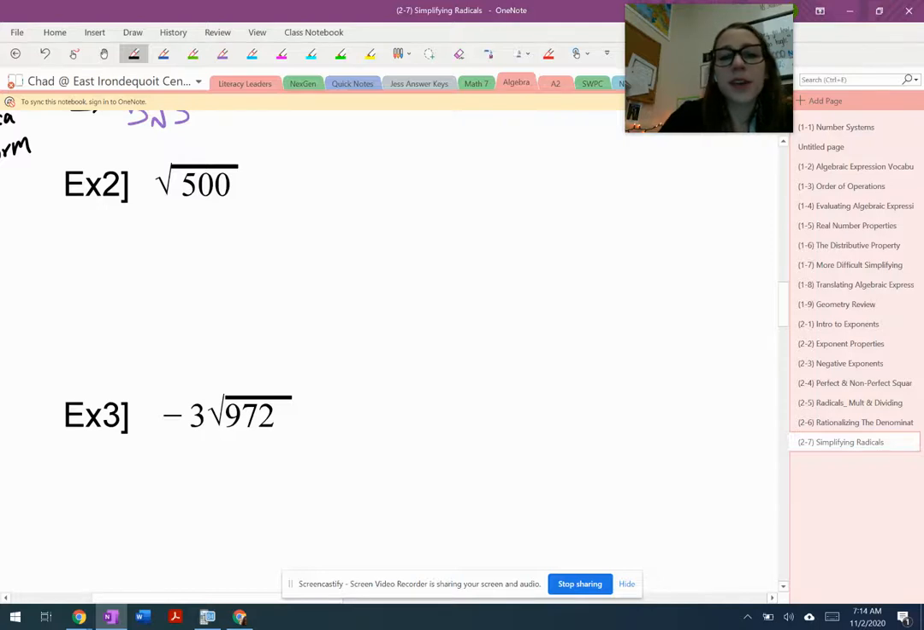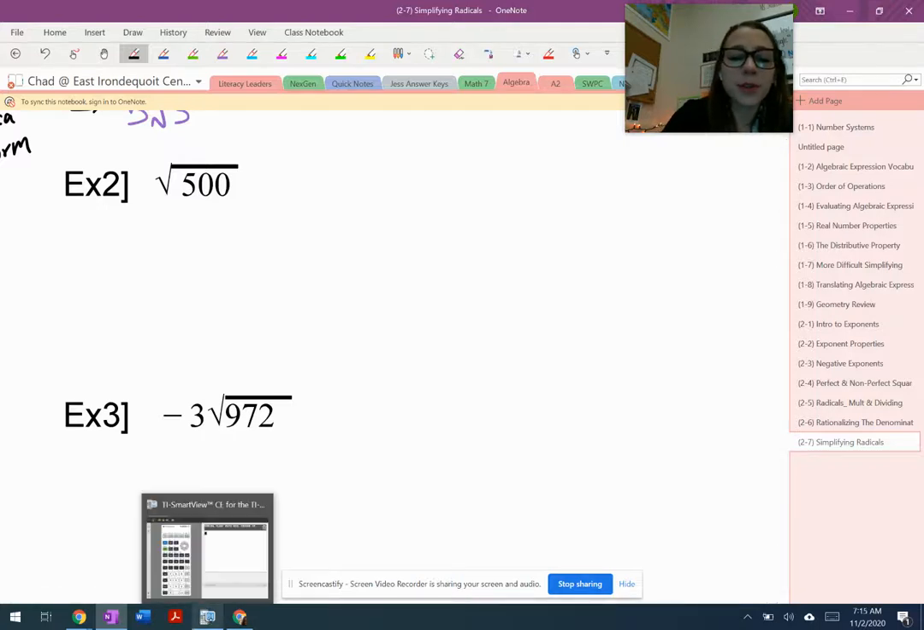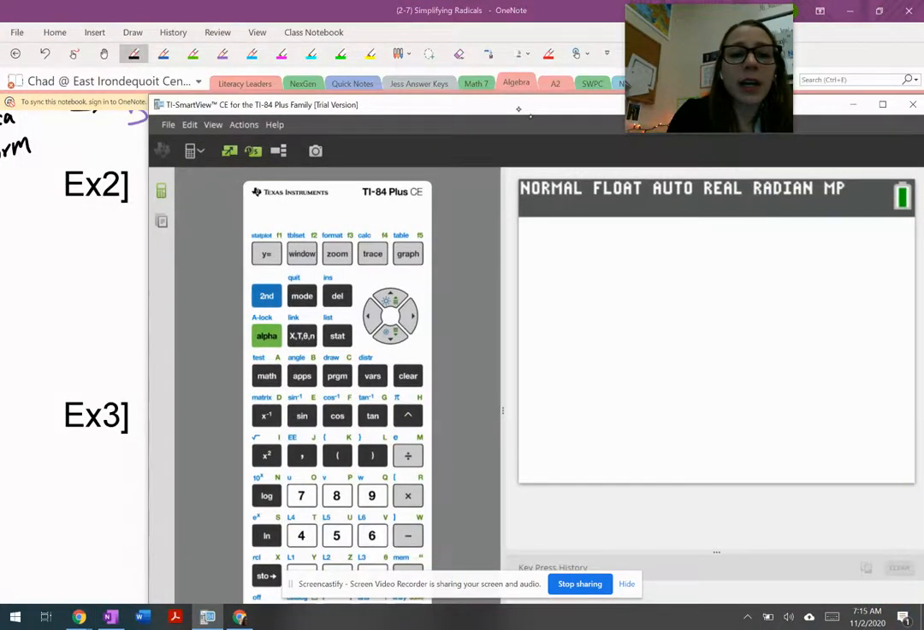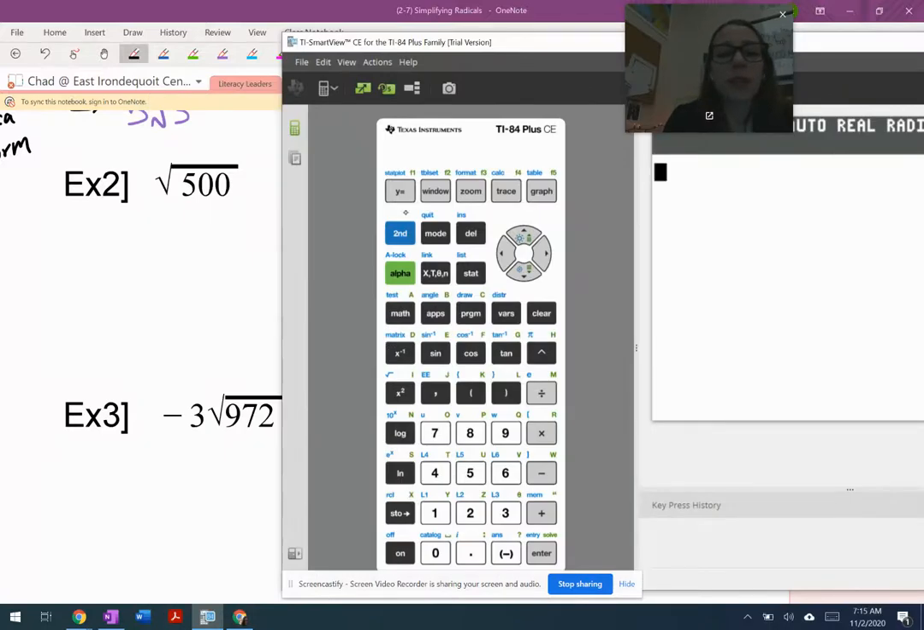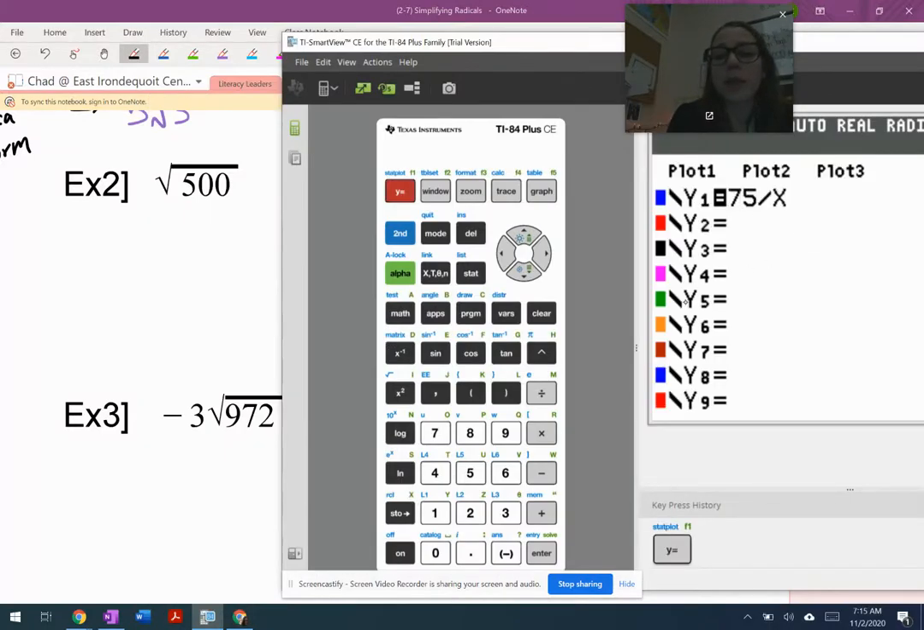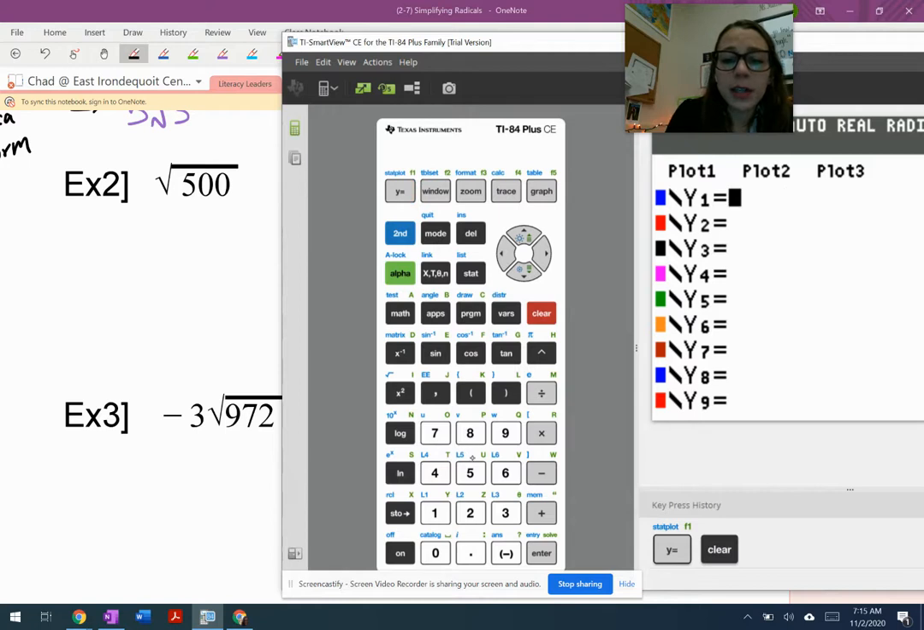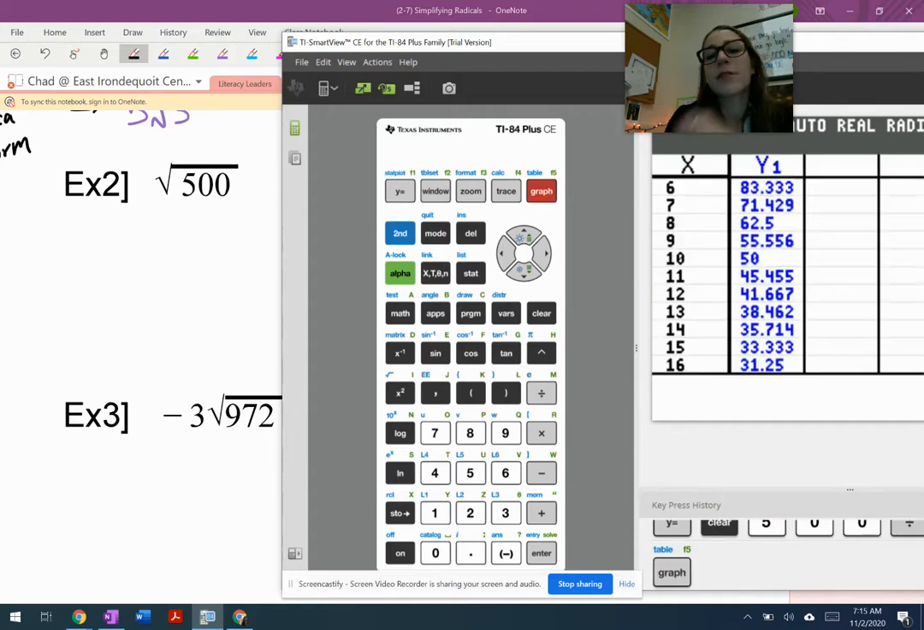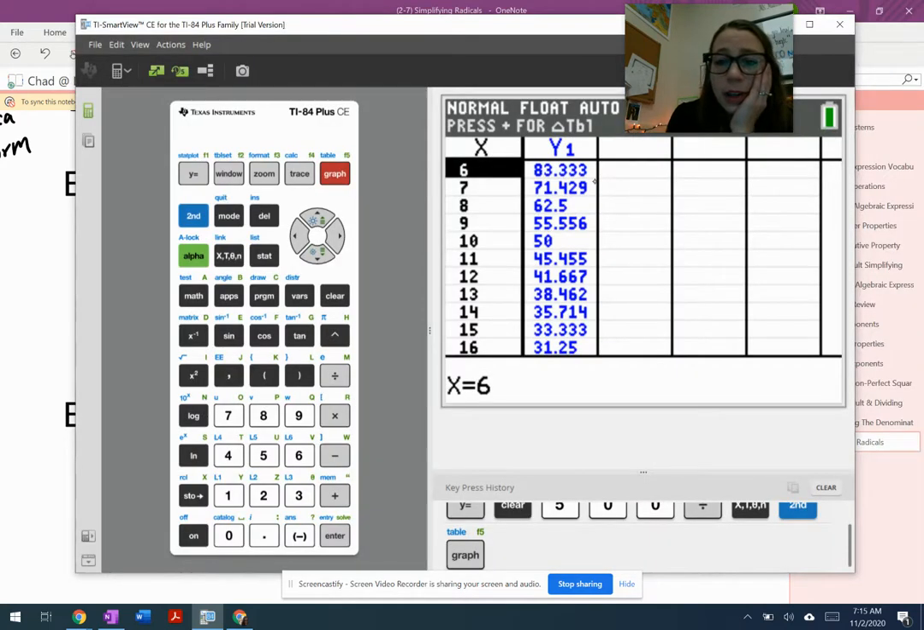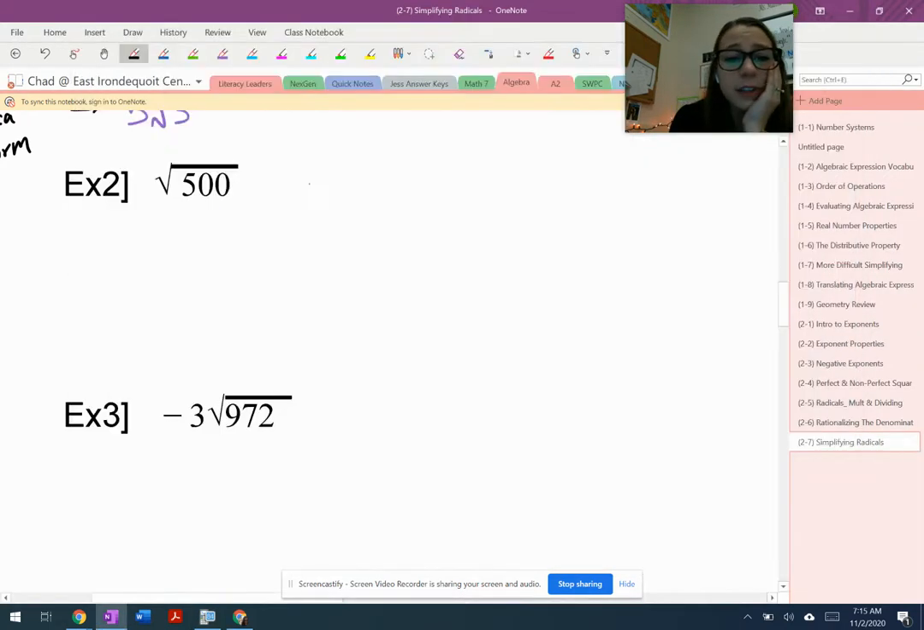All right, simplest radical form, example 2. So I'm looking at the square root of 500. Just like last time, I'm going to jump right to my calculator, clear out what's in there. 500 divide x, second graph to get to the table. I'm seeing 10 and 50, which I probably could have figured out on my own if I was feeling so inclined to do so.